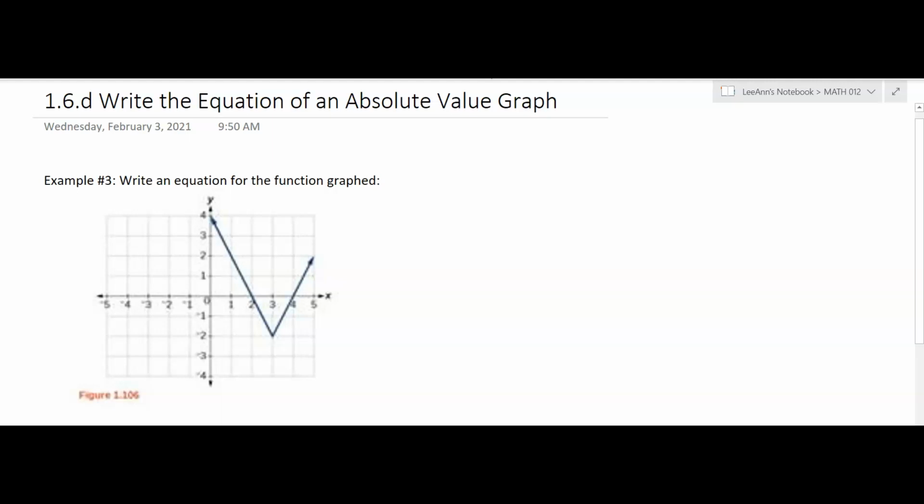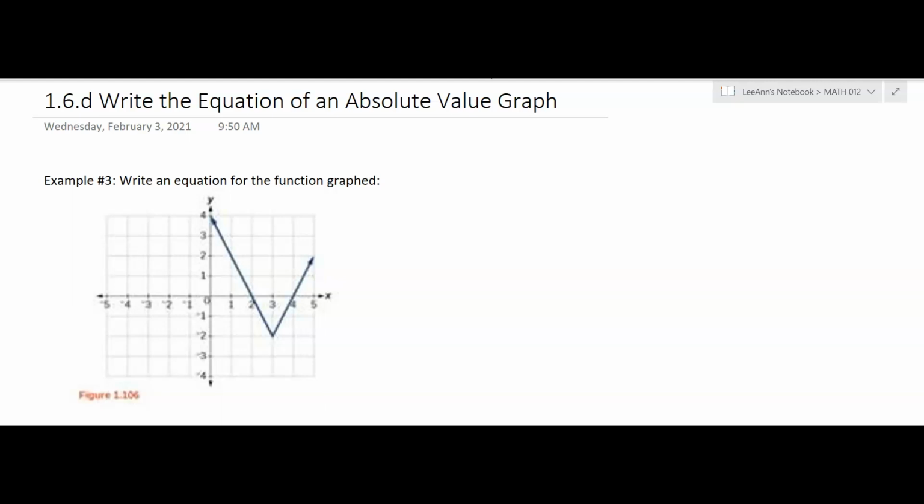Okay, so in this they want us to write an equation for the function graph. So they give us this function and we have to come up with the equation. Now this is going to go back to what we did in 1.5 with transformations, and also with our toolkit functions.